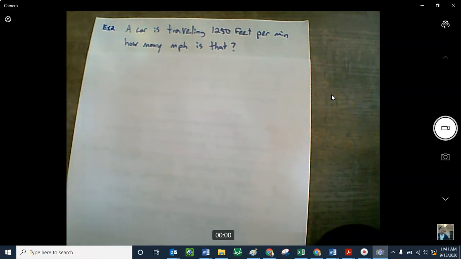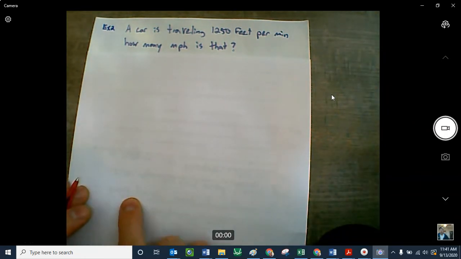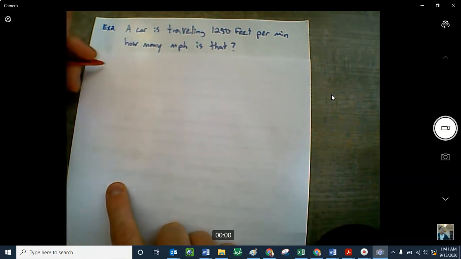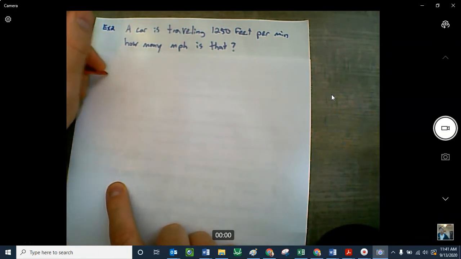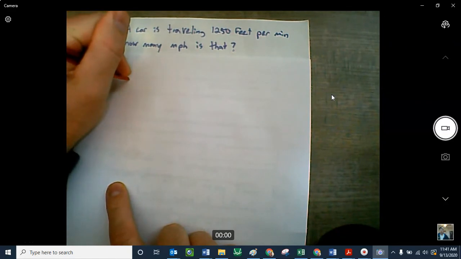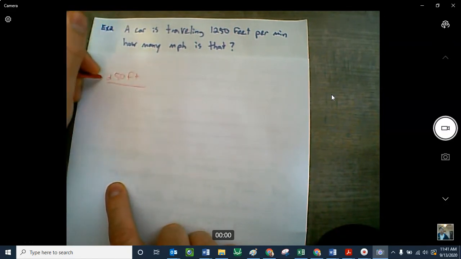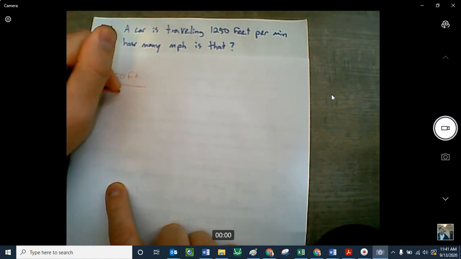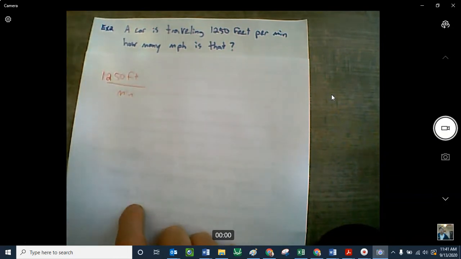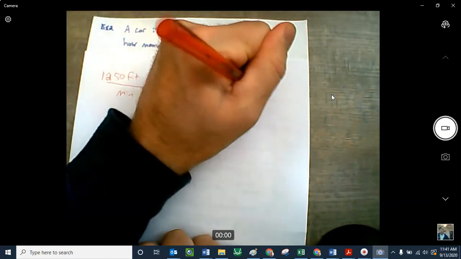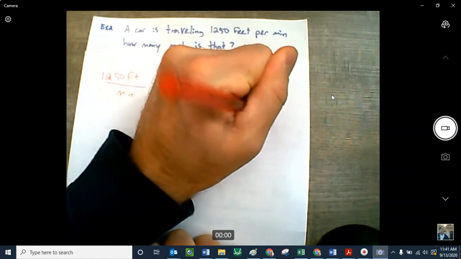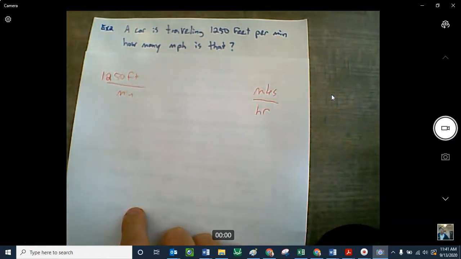Okay, so feet per minute is what I'm in, and I'm trying to get to miles per hour. Per meaning divided by. So I'm going to set up my little problem here. 1,250 feet per every 1 minute. Okay, I'm trying to get to miles per hour. Now we have some choices here.